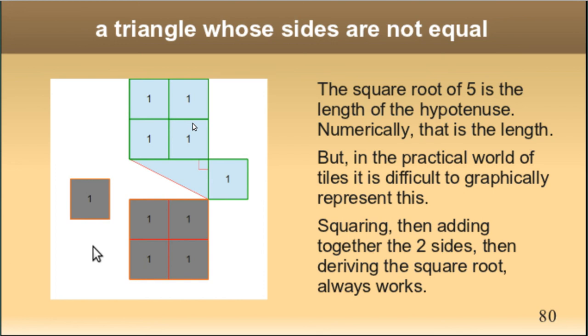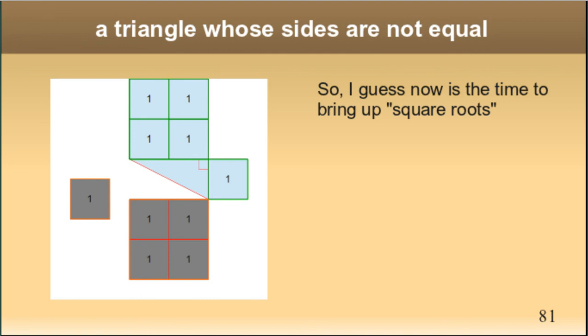The square root of 5 is the length of the hypotenuse. Numerically, that's the length. But in the practical world of tiles, it's difficult to graphically represent this. Squaring, then adding together the 2 sides, then deriving the square root always works. So, I guess it's time to bring up square roots.